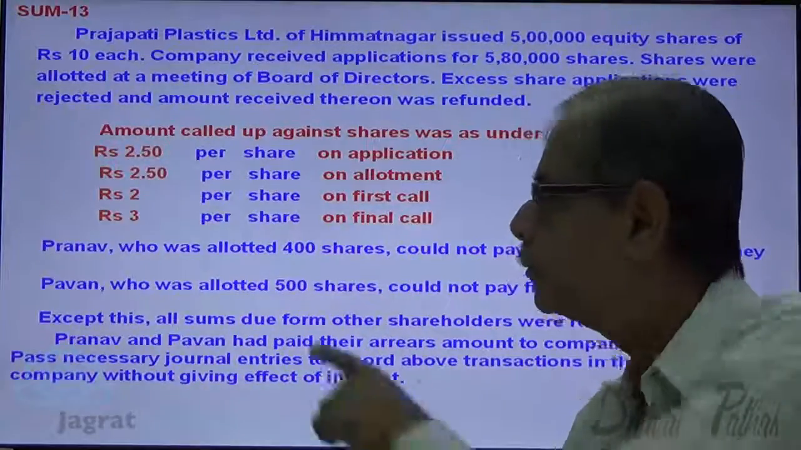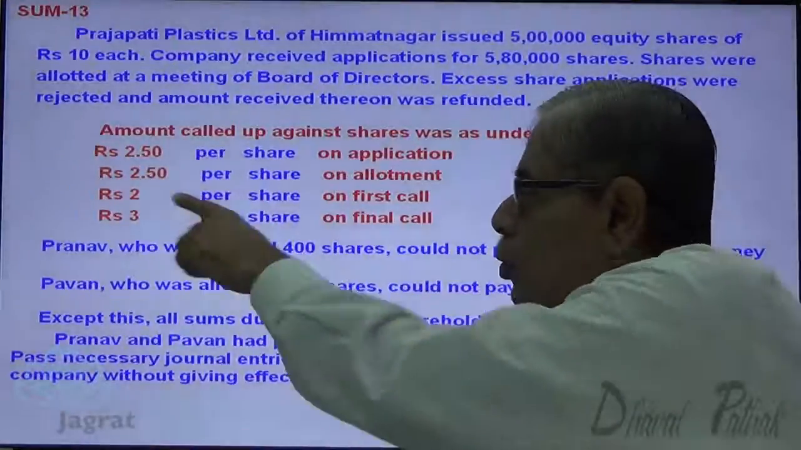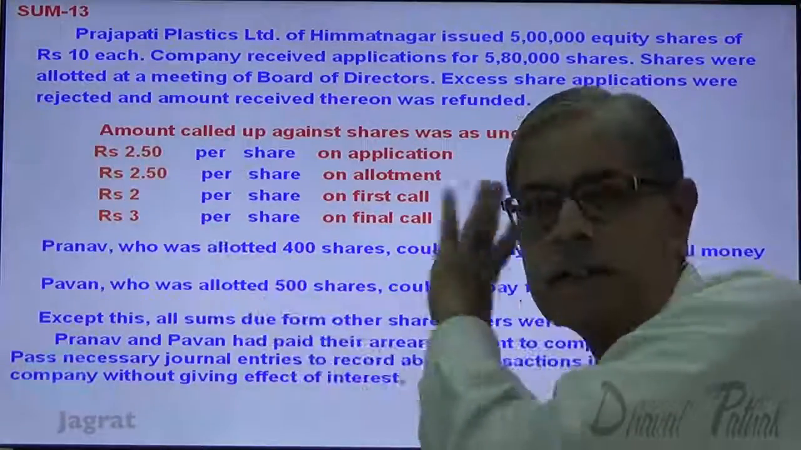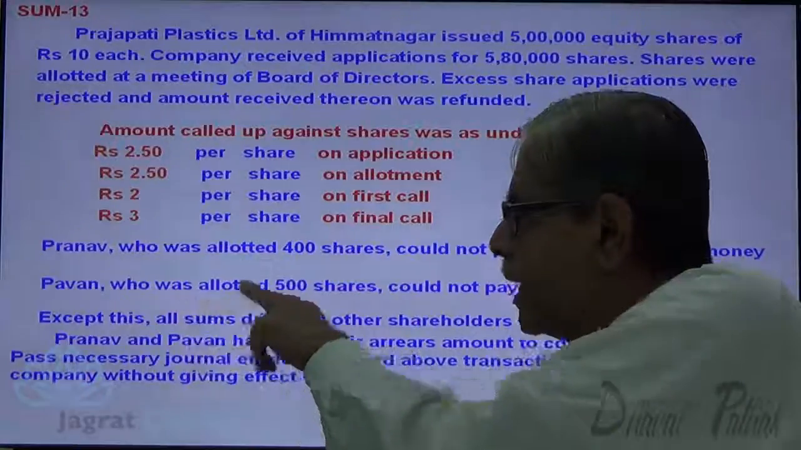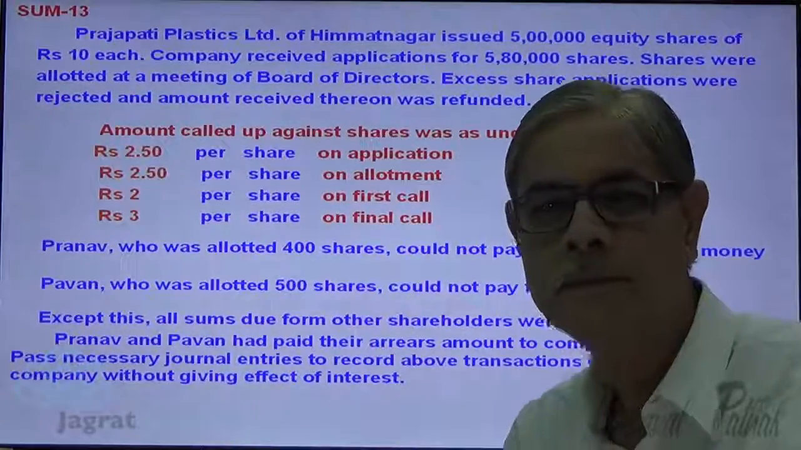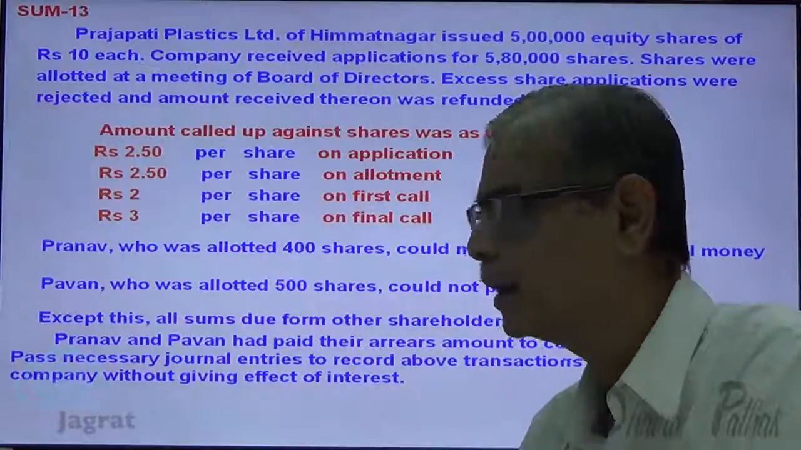final call. Now, Pranav, who was allotted 400 shares, could not pay first and final call. So, first call ₹2 and 3 is the final call which Pranav has not paid. Pawan, who was allotted 500 shares, could not pay final call money. So, Pawan has not paid final call at the rate of ₹3 per share on how many shares? 500 shares.